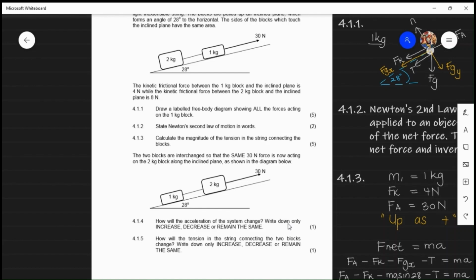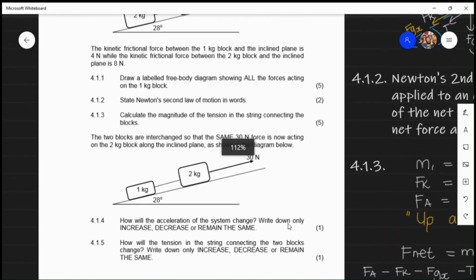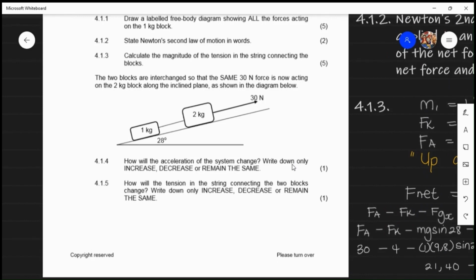Now we have question 4.1.5. How will the tension in the string connecting the two blocks change? Write down only increase, decrease, or remain the same. So the tension connecting the two blocks would decrease. The reason being is because the lighter object is connected to the end of our slope.